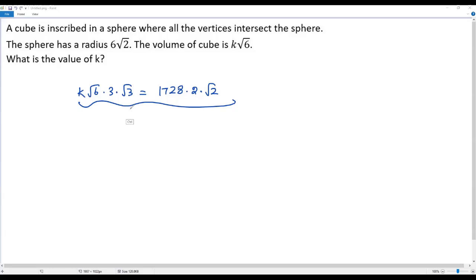Okay, so now in this equation we have to solve for k. Since we have to solve for k, we have to get rid of all the values over here, and all the values are multiplied by k. So to get rid of these values, I just have to divide both sides by the product of the three quantities over here. That is square root of 6 times 3 times square root of 3, and here square root of 6 times 3 times square root of 3. So square root of 6 will cancel, 3 will cancel, square root of 3 will cancel.